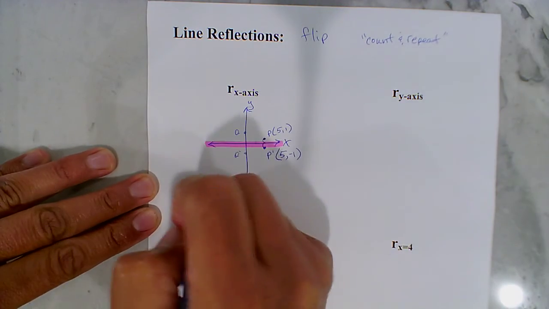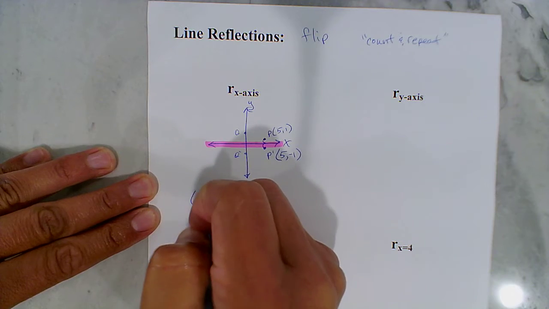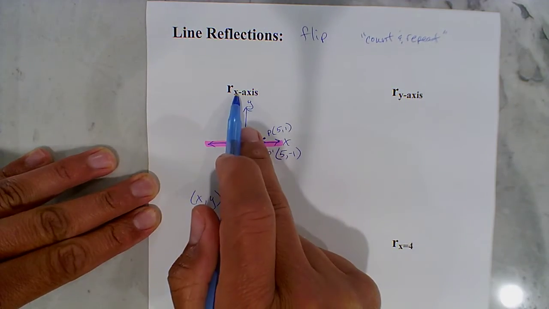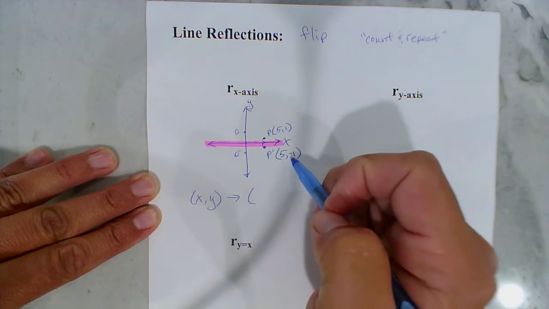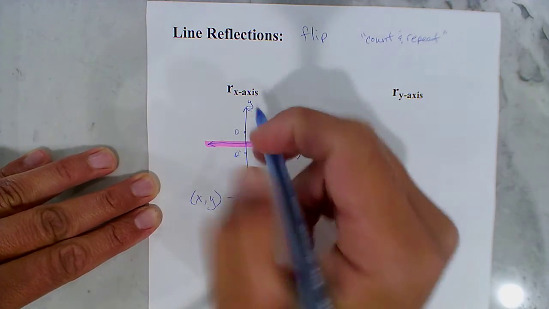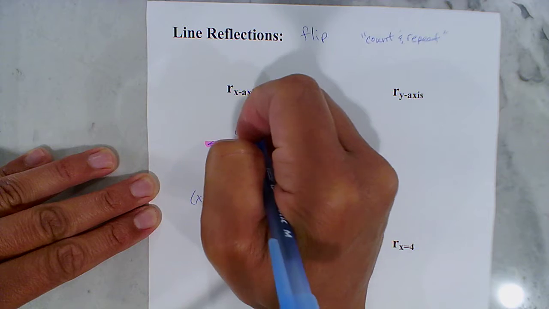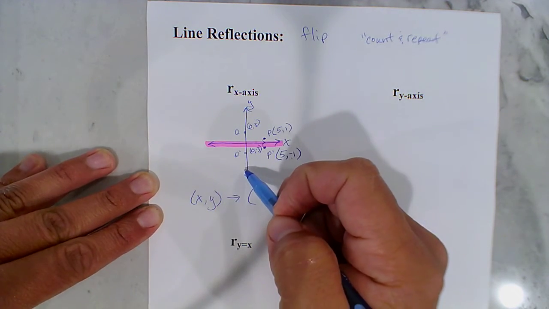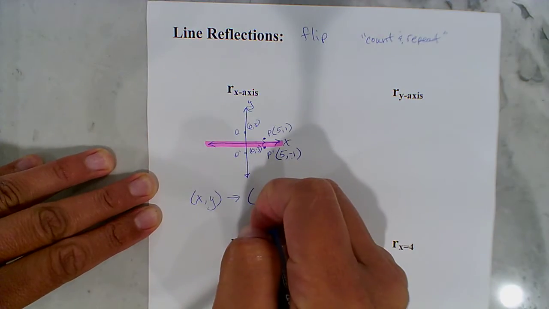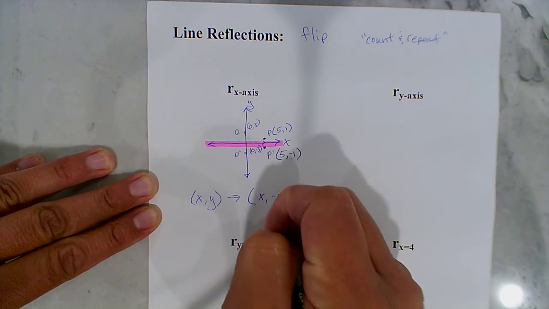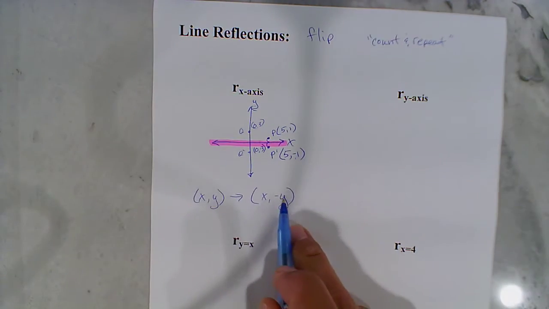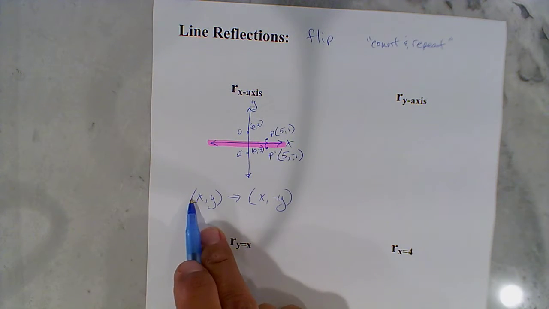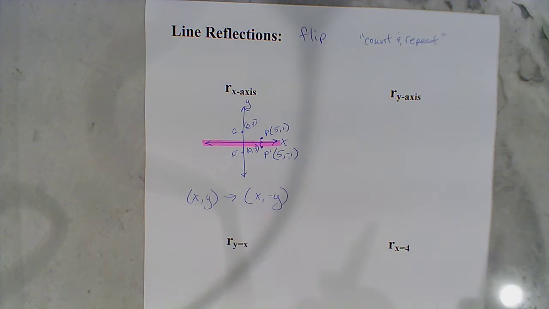So with the reflection over the x-axis, if I flip over the x-axis, your y-coordinate changes sign. Your (0, 3) became (0, -3). Now, if it was negative to start, it would have gone positive. So it switches the sign of the y. Your x stays x, your y turns to negative y.